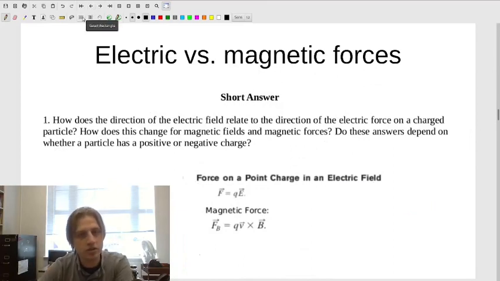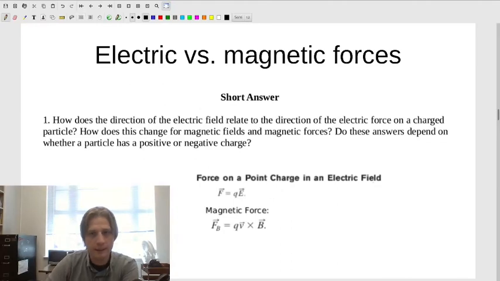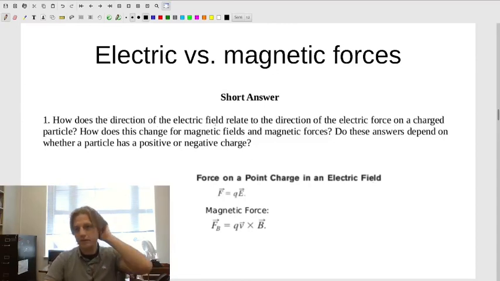Okay, so then just to make sure that we are understanding, what is the difference here? How does the direction of the electric field relate to the direction of the electric force on a charged particle? How does this change for magnetic fields and magnetic forces? Do these answers depend on whether a particle has a positive or negative charge?